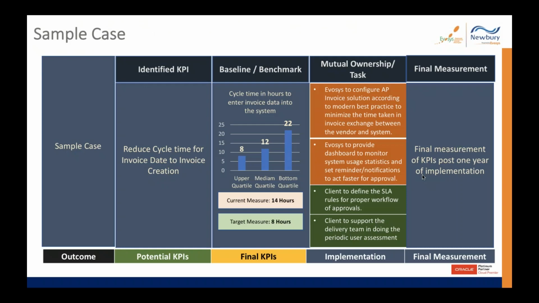Let's take an example of reduction in cycle time for invoice creation. This is a sample case, and this is really interesting. That's the KPI which we have identified together. And then we create the baseline or benchmark. For example, currently it is taking about 14 hours for invoice creation, and your target is to reduce the 14 hours to 8 hours. So that is what we agree. We put this in our statement of work. We also create a number of tasks which will have mutual ownership on you and on Evosys as well, and then we tie the tasks into our implementation work plan.